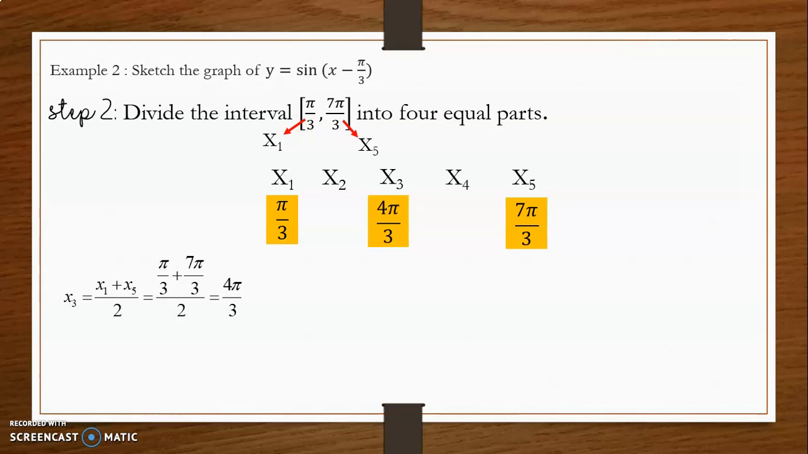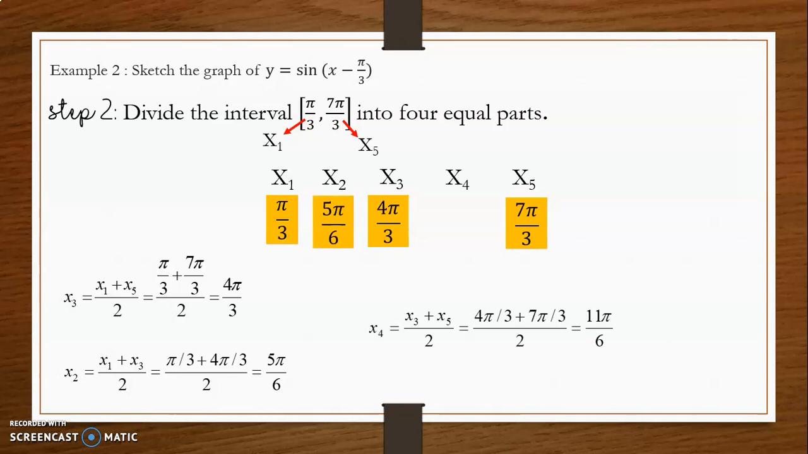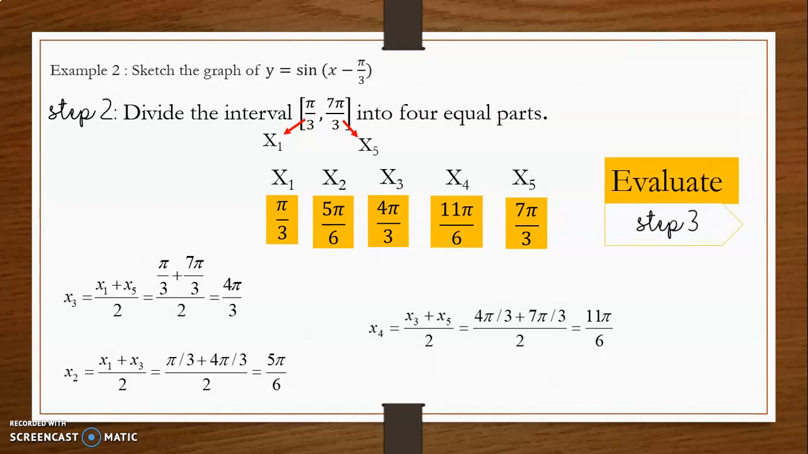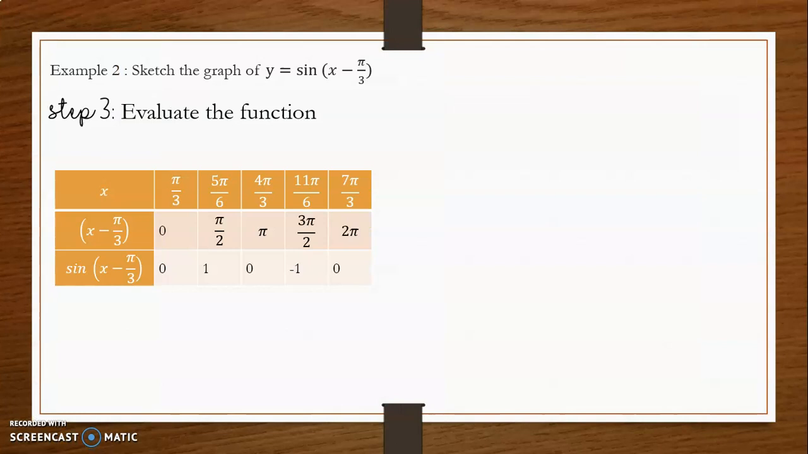Next, we are going to find x sub 2, which is the midpoint of x sub 1 and x sub 3. So we just add x sub 1 and x sub 3, and divide by 2 since it is a midpoint. We obtain 5 pi over 6. The same process applies to x sub 4, and we have 11 pi over 6. Now that we have the division points, we can proceed to the third step, which is to evaluate the function.